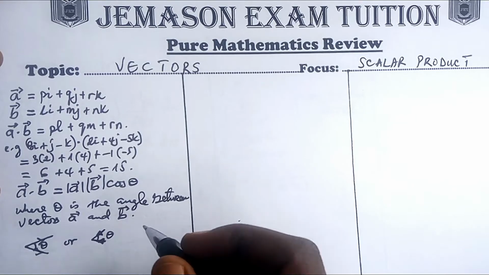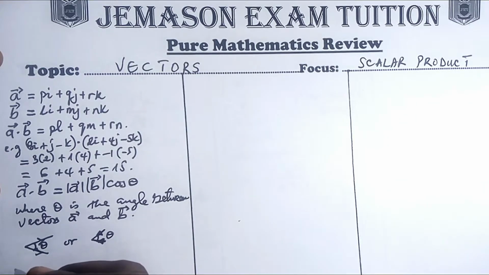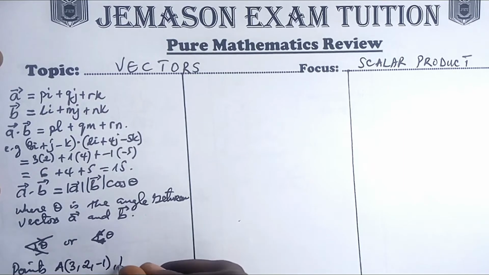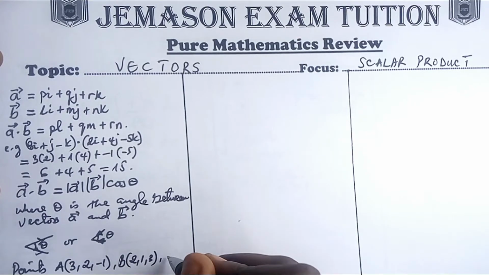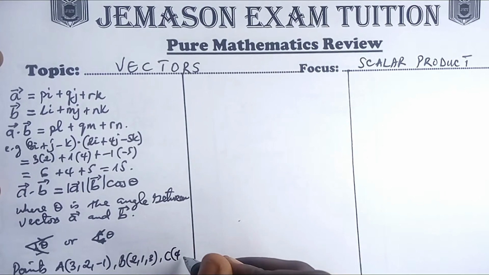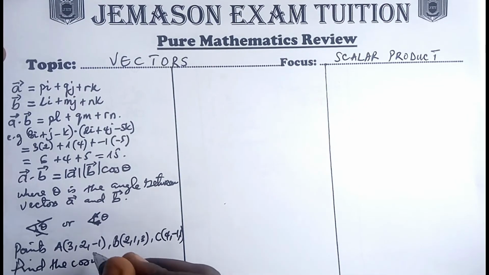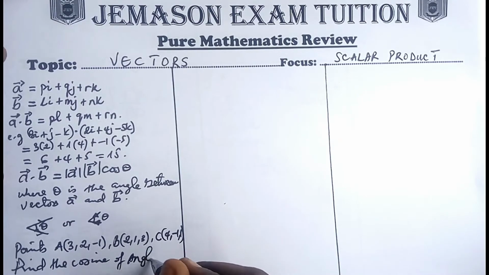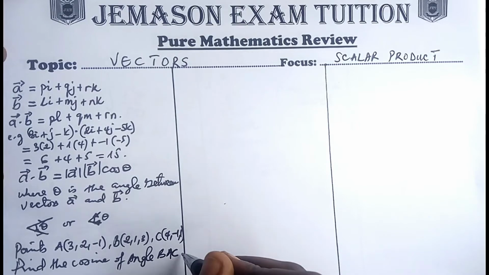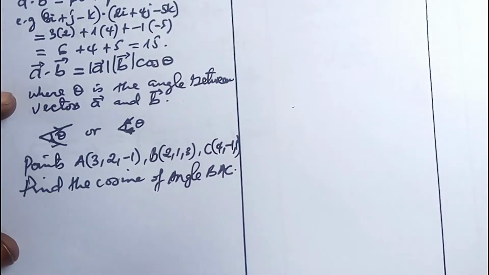In the exam you can be asked, after having been given points, A for instance 3, 2, negative 1, B 2, 1, 3, and C 4, negative 1, 1, to find the cosine of angle BAC.